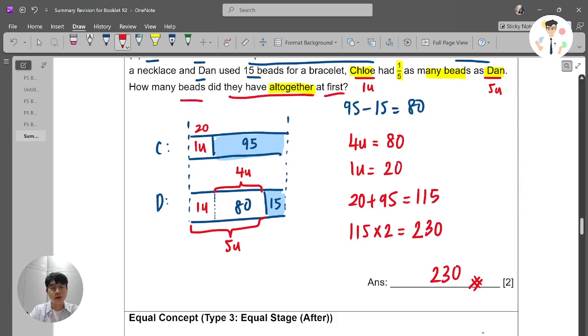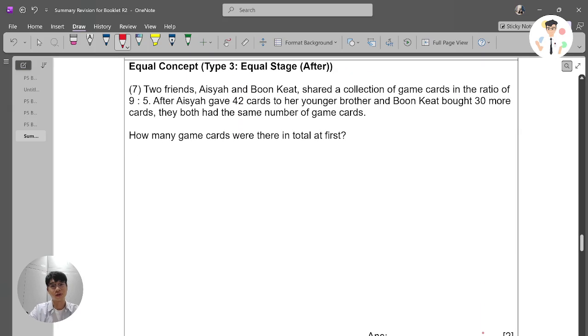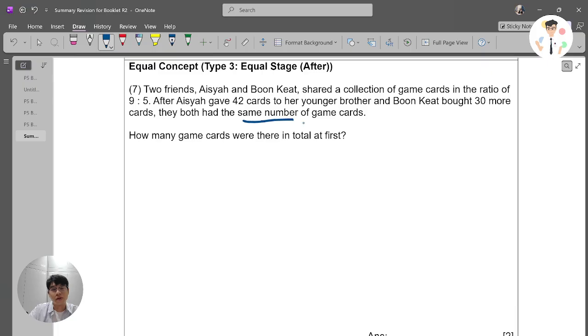The next one, let's look at type 3, equal stage after. So actually I'm giving you this title to make it easier for you because you are able to recognize it immediately. But of course, in many situations, you are not given this and you need to identify it yourself. Okay, but basically the keyword is the same. Two friends, Aisha and Bong Ken, or A and B, collected a share of cards in the ratio of 9 to 5. After A gave 42, B bought 30 more. They have the same number of game cards.